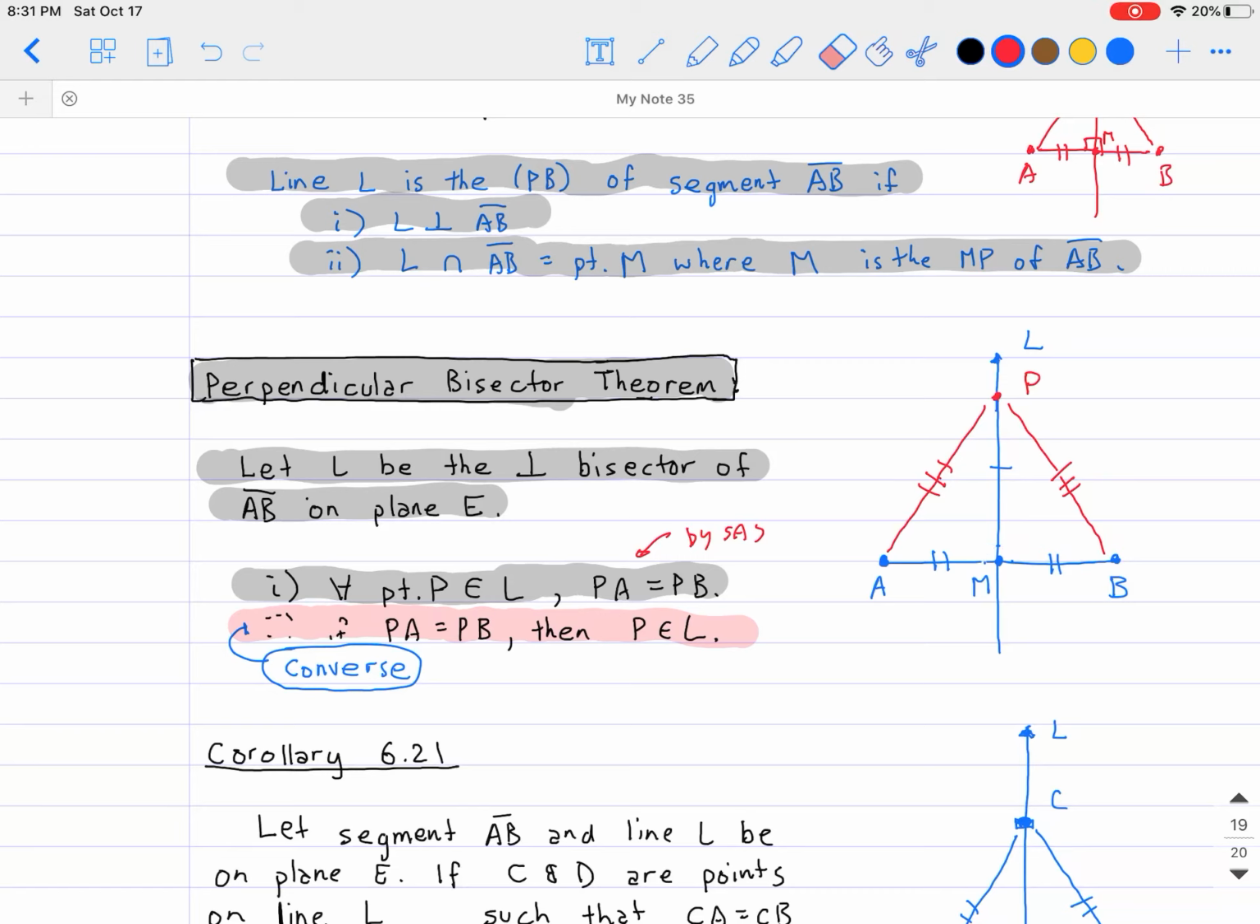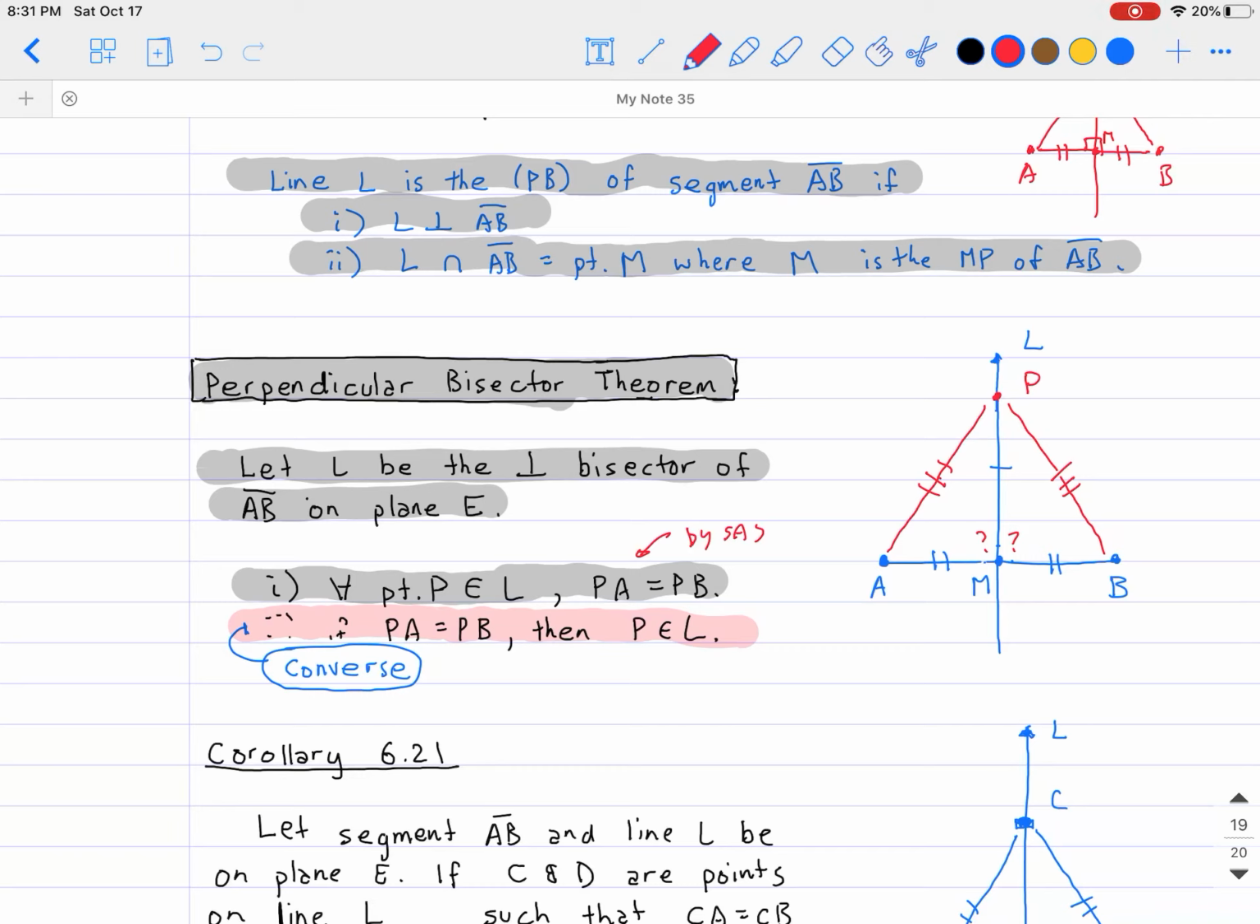I want to know, is this going to be the perpendicular bisector? So that is to say, my question mark over here is that we actually don't know if this is going to be a right angle. So that's where I'm going to put the question marks. So that is going to be our setup for the converse.